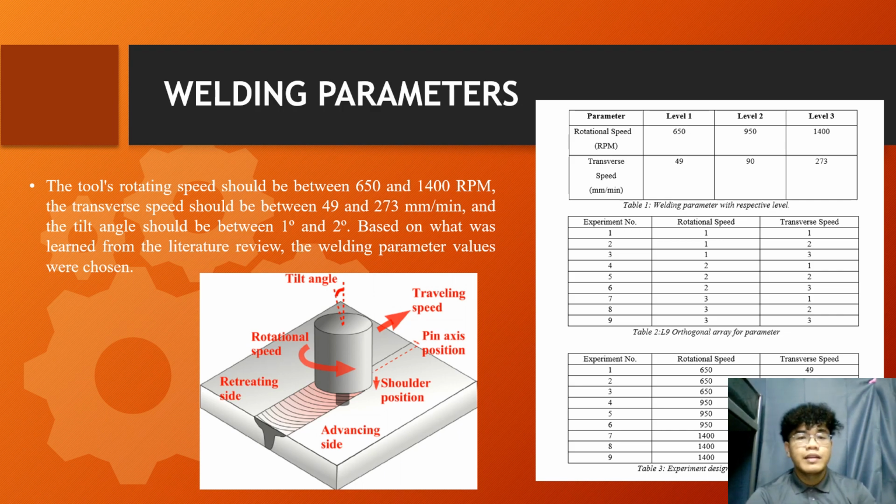Okay, the third methodology is welding parameters. The rotating speed is between 650 and 1400 rpm, the transverse speed is between 49 and 2733 millimeter per minute, and the tilt angle should be between 1 degree and 2 degrees. As we can see in the table, there are 9 experiments with different rotational speed and transverse speed. These are the features of the tilt angle, rotational speed, and the traveling speed.